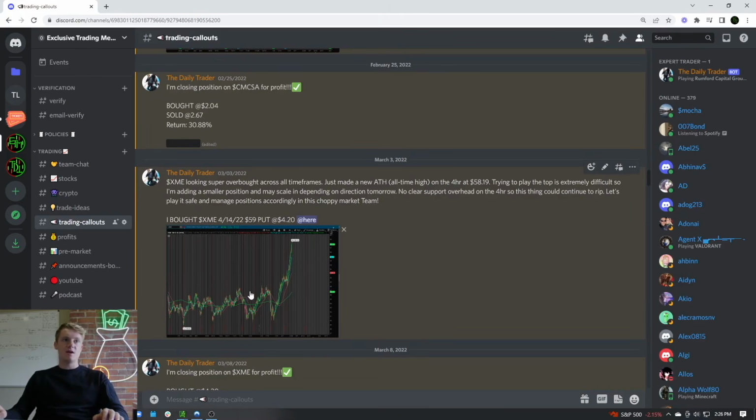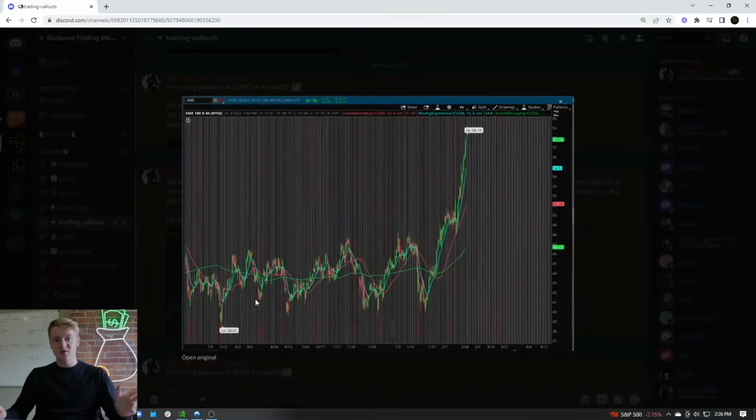So this is XME, all right? XME was looking super overbought on all time frames. Now, generally, if you throw an indicator on a chart like RSI, you can see it's overbought. A lot of beginners start out with the RSI, but as you learn more and trade more and become more experienced, you don't need the RSI because you can look at a chart like this and see visually that it's overbought.